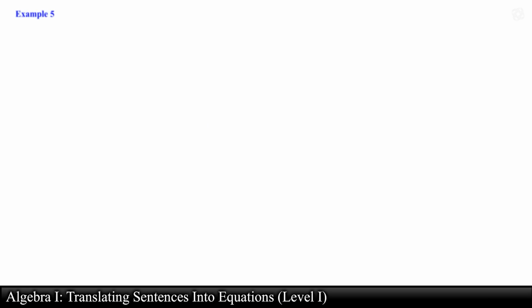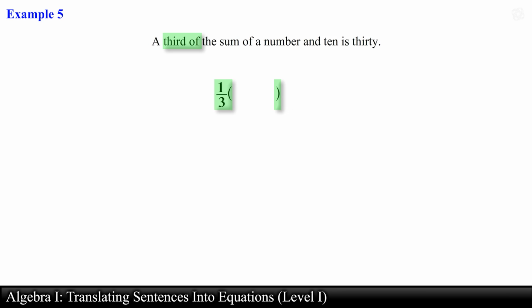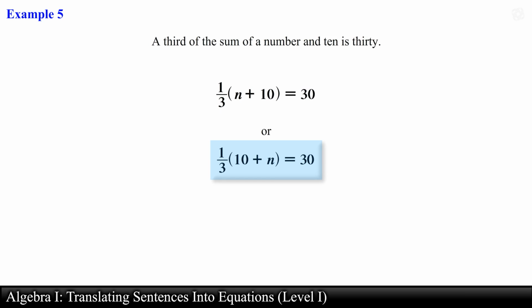Let's move along to the next example. 1/3 of the sum of a number and 10 is 30. This problem seems to look exactly like the previous example, but notice that it's actually different and requires the use of grouping symbols. We first have a product because of the key word of. So it's going to be 1/3 times the sum of a number and 10. So we use grouping symbols as follows. Then we include the equal sign because of the key word is. So we include the number 30 after the equal sign. The final expression is written as 1/3 times the quantity n plus 10 equals 30. Or written another way as 1/3 times the quantity 10 plus n equals 30.